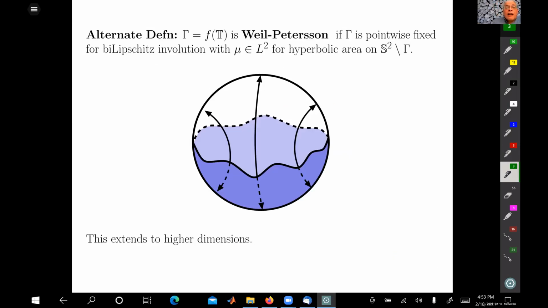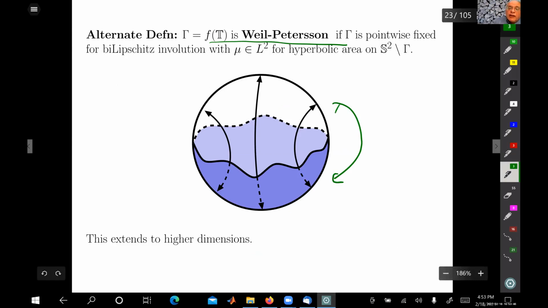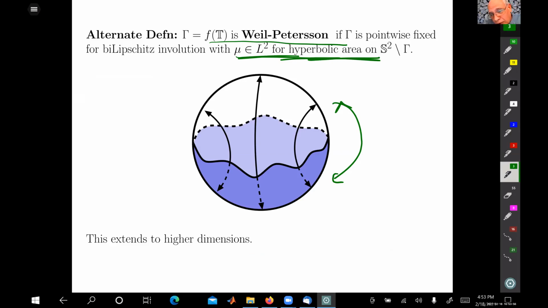So this is the slide: a curve is a Weil-Petersson curve if it's pointwise fixed by an involution of the sphere that exchanges the 2 sides of the curve, and the dilatation, the distortion, is an L2 function for hyperbolic area on the complement. This is probably the most technical looking thing I'm going to show you. But I'm going to use this later on to prove that something is a Weil-Petersson curve. I'm going to show it has this property. So I'm just putting that in the bank for later on.